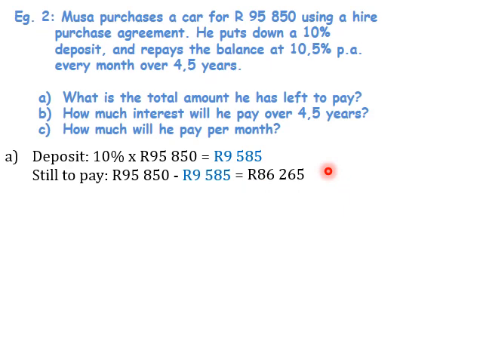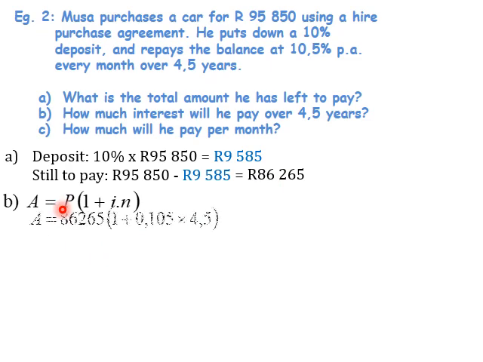Then, how much interest will he pay over 4.5 years? Well, let's work this thing out. We're first going to see how much he'll actually pay over the 4.5 years by taking our 86,000 Rand and using it as our principal amount. Our interest rate, 10,5 divided by 100 gives you 0,105. And then the number of years was 4.5.